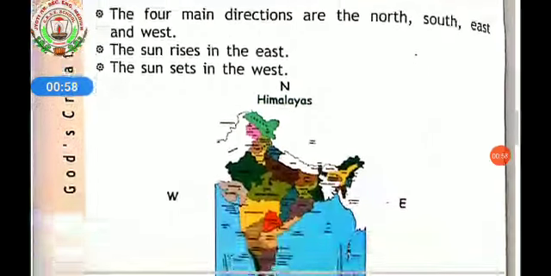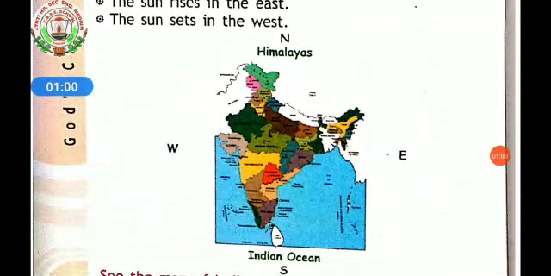In the map given below, you can see the four directions. This is the map of India. At the top it is north, and at the bottom it is south, and on the right-hand side it is east, and on the left it is west. These are the four main directions.